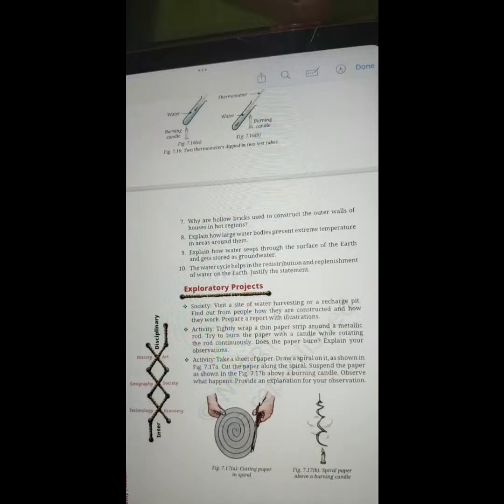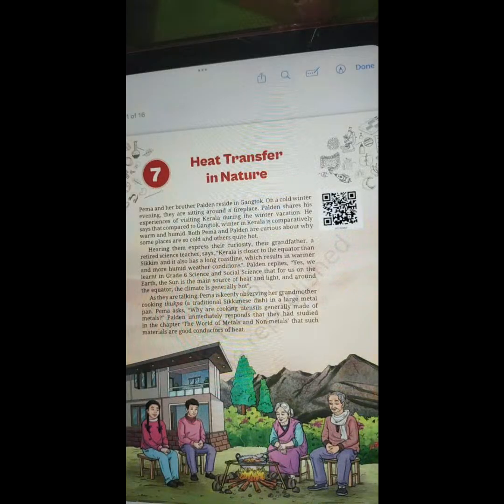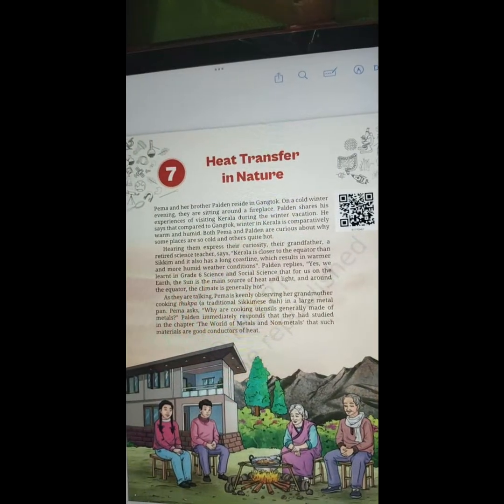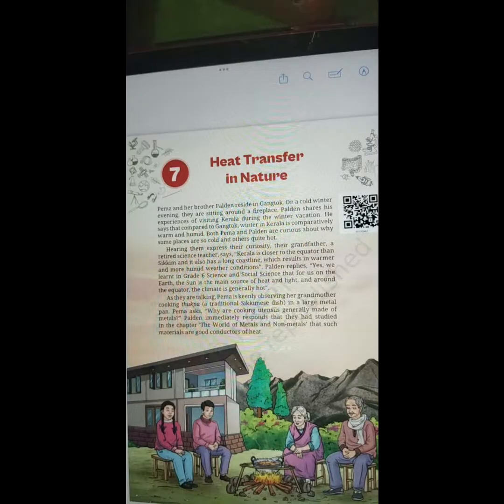So with this, I am done with the reading of chapter 7, Heat Transfer in Nature. This is taken from the Curiosity Book of Science for Class 7. In case you are interested in hearing the audio of the first 6 chapters, a playlist has already been uploaded. You can revise this chapter by the audio that I have just spoken.